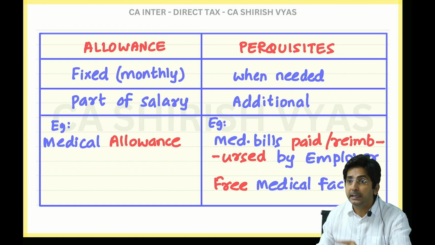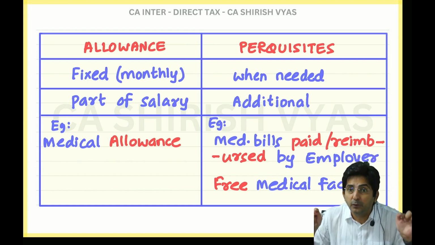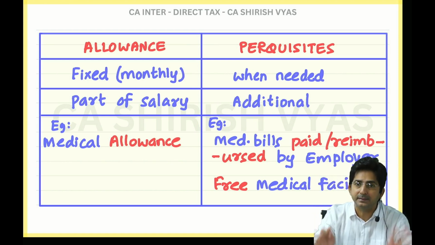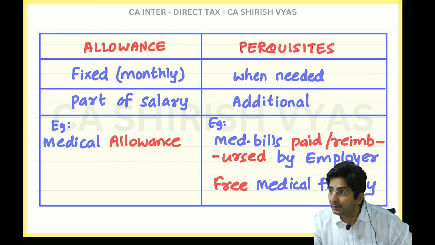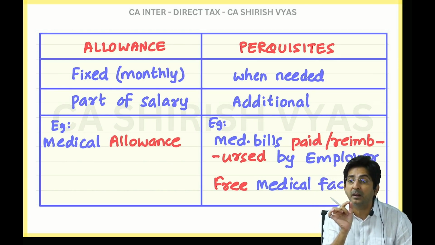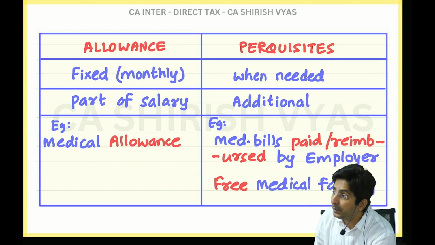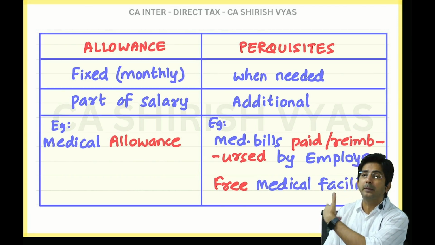Because trust me, they will never write the word perquisite in the question. See, for allowance, they will write the word allowance. But for perquisite, they will never write the word perquisite. What will they write? If it is monetary, they will write paid or reimbursed by employer.